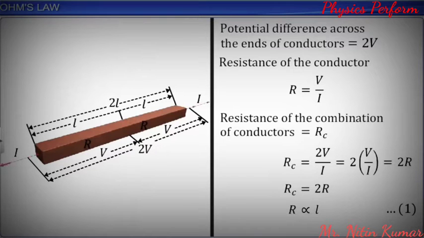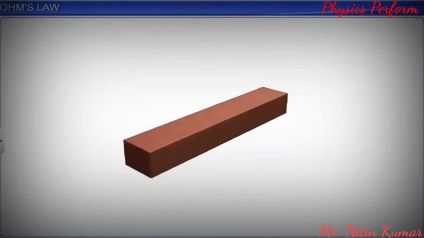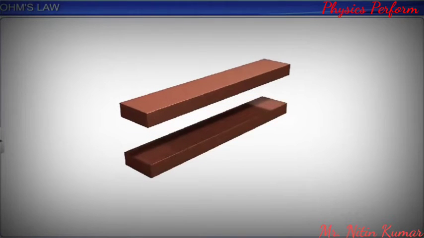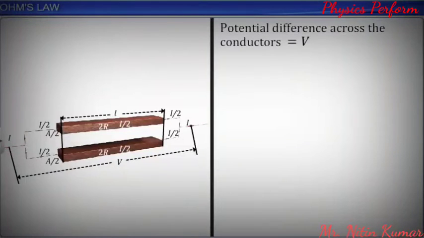Let this be equation 1. Coming to activity 2. Let us divide the conductor into two by cutting it lengthwise so that it can be considered as a combination of two identical conductors of length L, but each having a cross-sectional area of A by 2. The potential difference applied across the two conductors is V.